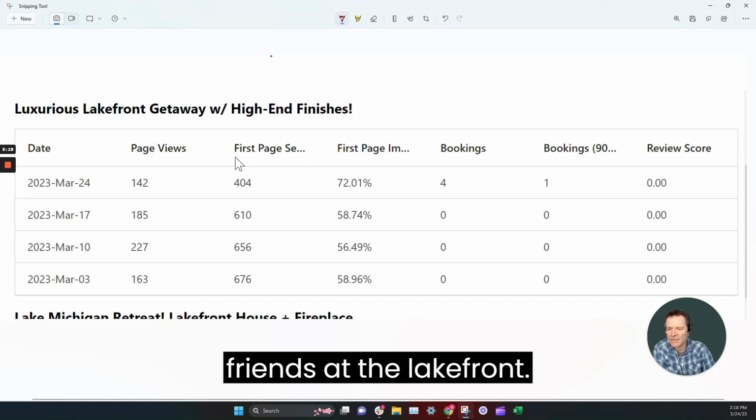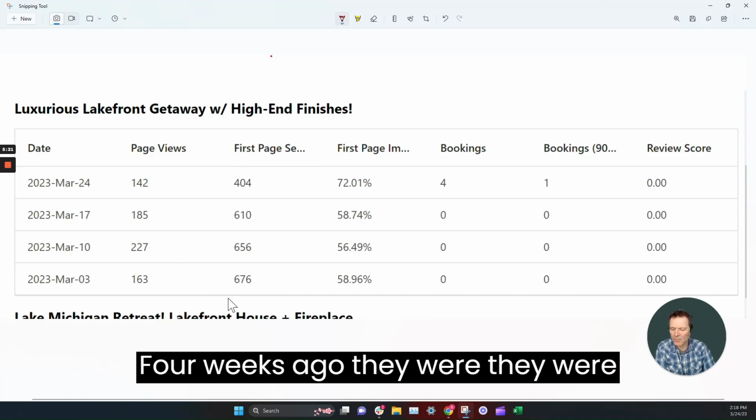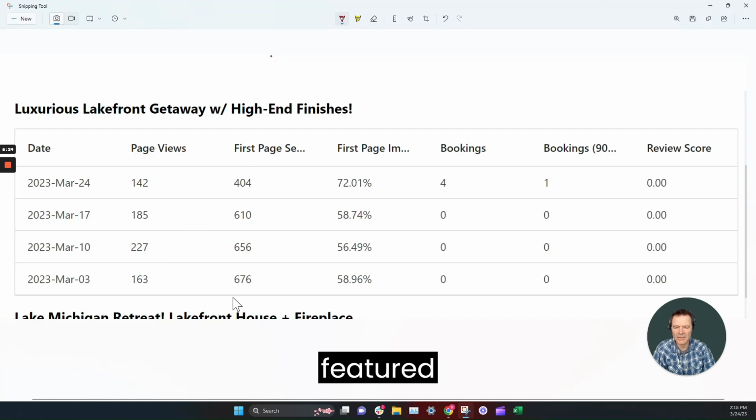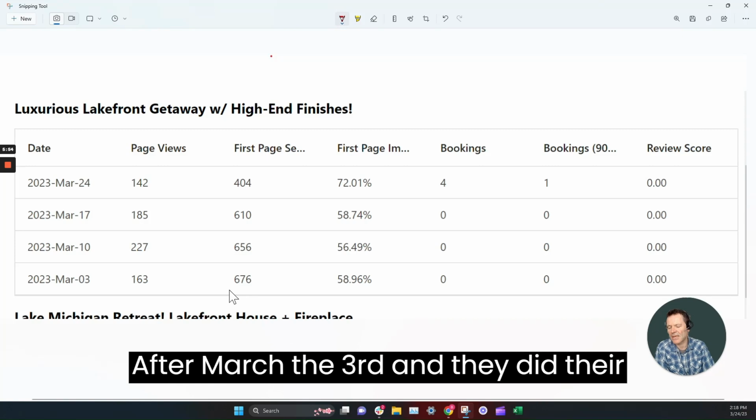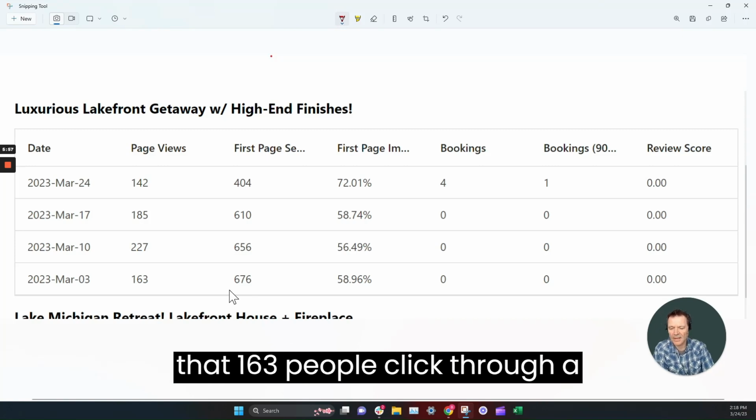So we can see with our friends at the lakefront, 4 weeks ago, they were featured 676 times in search results. The way that this is represented by default in the extension right now is it's looking at the previous 90 days of searches, which is a fixed variable we get from Airbnb, and the date range we've chosen is the previous 90 days of searches for the future 90 days of arrival. So what we're seeing here, 676 people as of March the 3rd were searching for the 90 days after March the 3rd, and they did their searches in the 90 days before that.